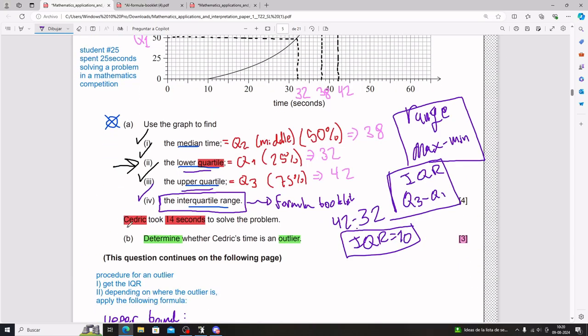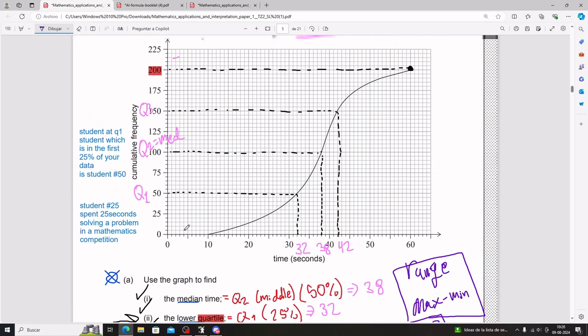So our good old friend Cedric took 14 seconds. And so 14 seconds, as you can see, is right there. Remember that on the bottom is seconds. And so Cedric, I mean, this isn't the first student, but it's one of the first students, right? Solved the problem in 14 seconds. And so is this an outlier or not?